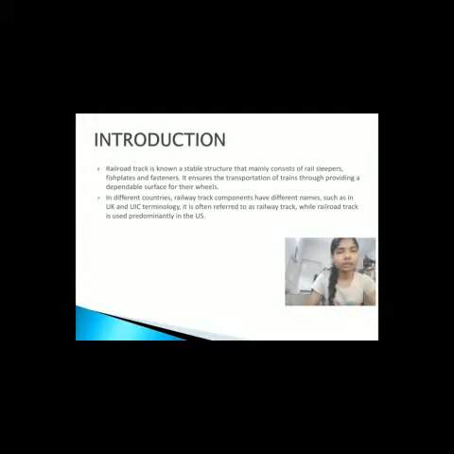So, introduction. A railroad track is known as a stable structure that mainly consists of rails, sleepers, fish plates and fasteners. It ensures the transportation of trains by providing a dependable surface for their wheels. In different countries, rail track components have different names, such as in UK and UIC terminologies. It is often referred to as railway track, while railroad track is used predominantly in the US.